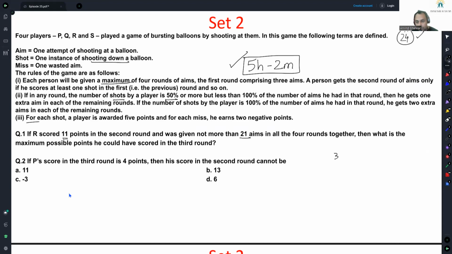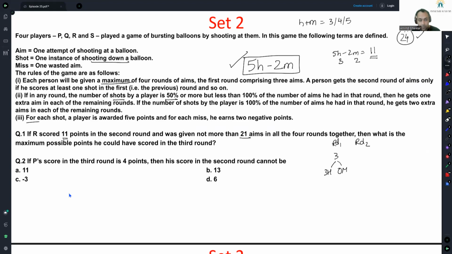In round 1, he would have 3 shots. In round 2, he's got 11 points. 5H minus 2M is equal to 11. And now H plus M, hits plus misses in the second round, can either be 3 or 4 or 5, because from 3, the maximum increase can only happen till 5. So if you're reaching 11, the only way it fits is if you had 3 hits and 2 misses. If you had 3 hits and 2 misses, only then will you reach 11 points, which would mean in round 1, there were 3 hits, 0 misses.